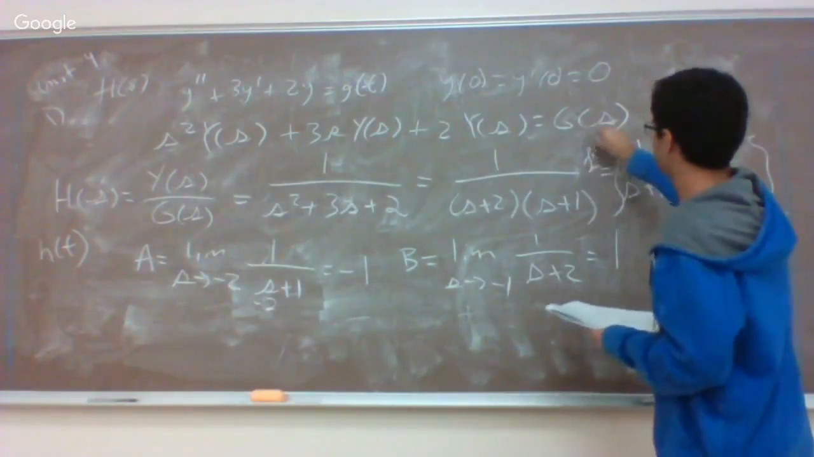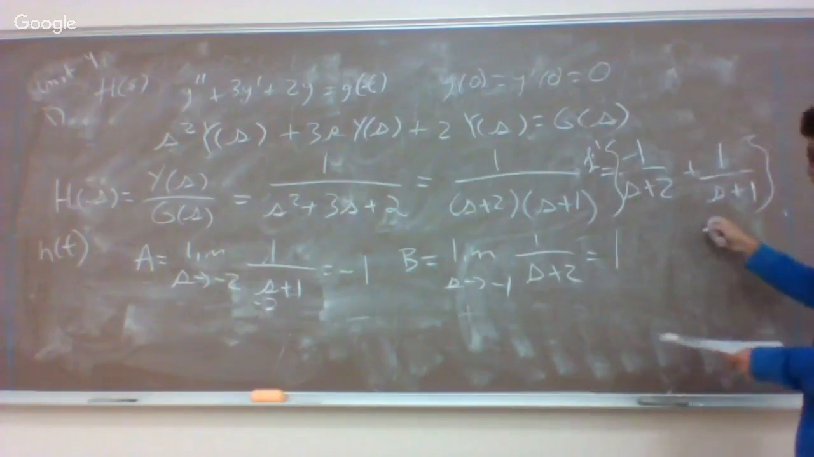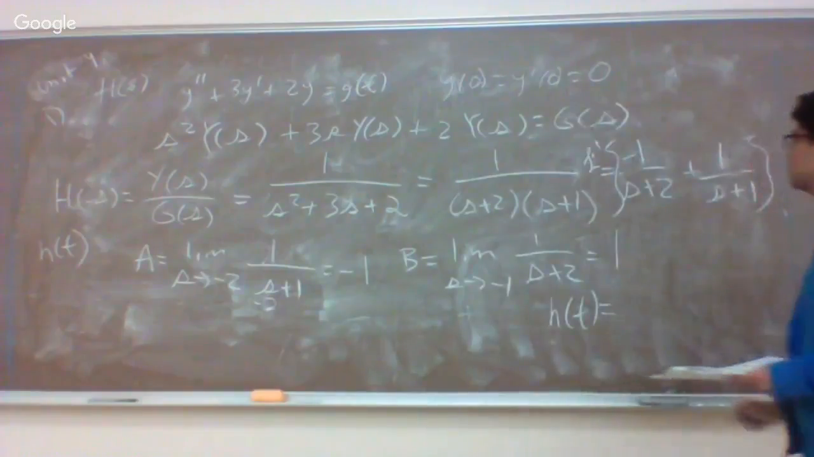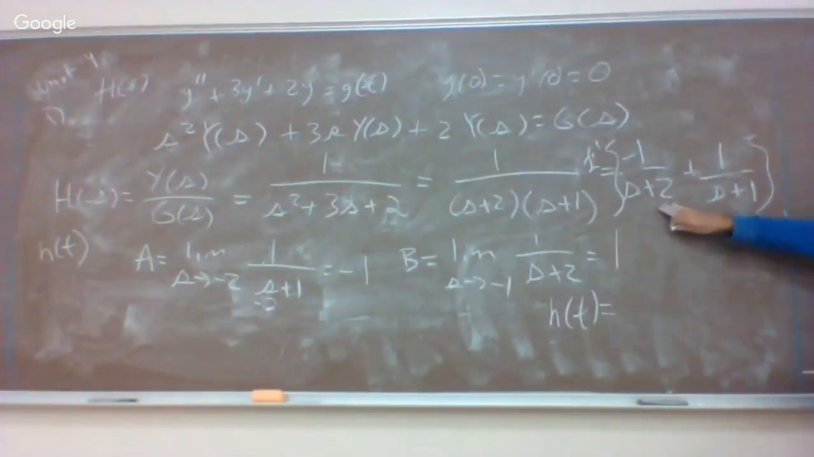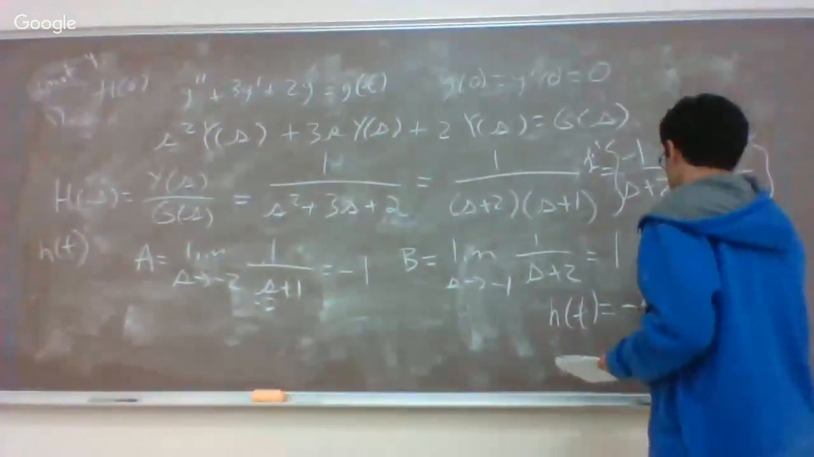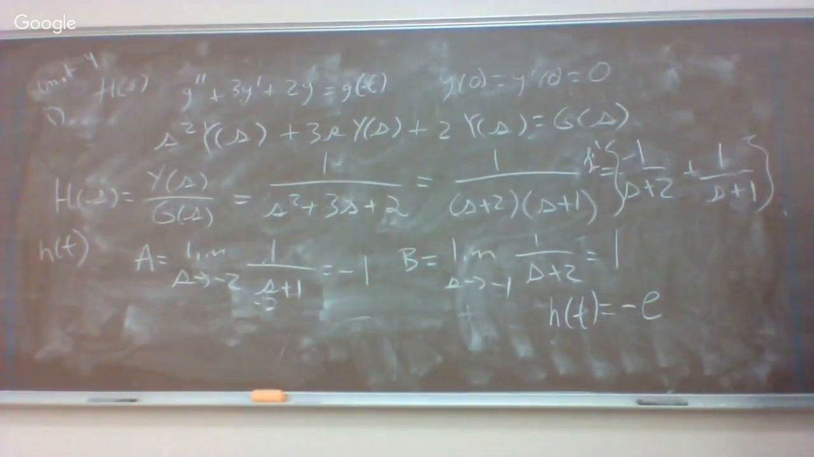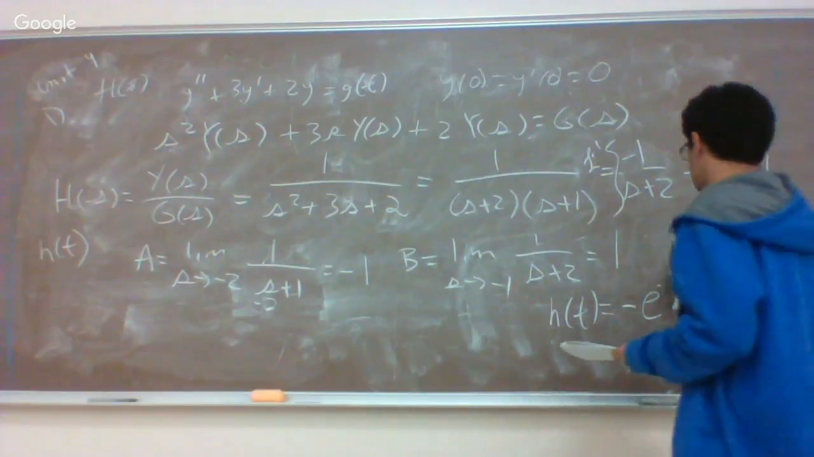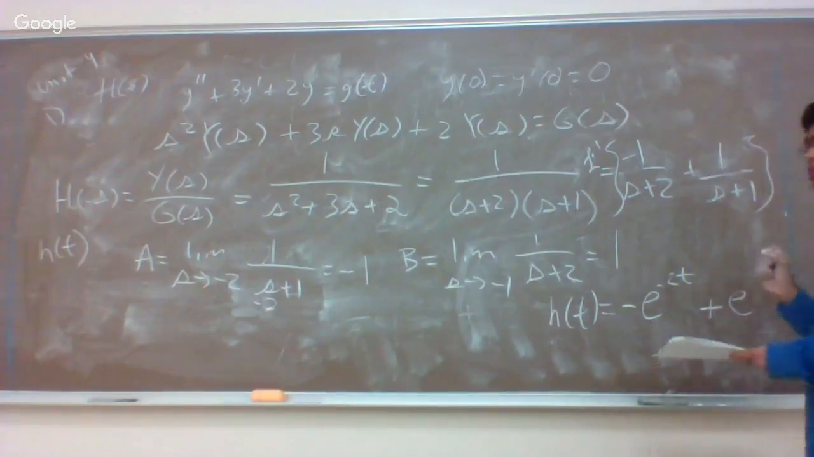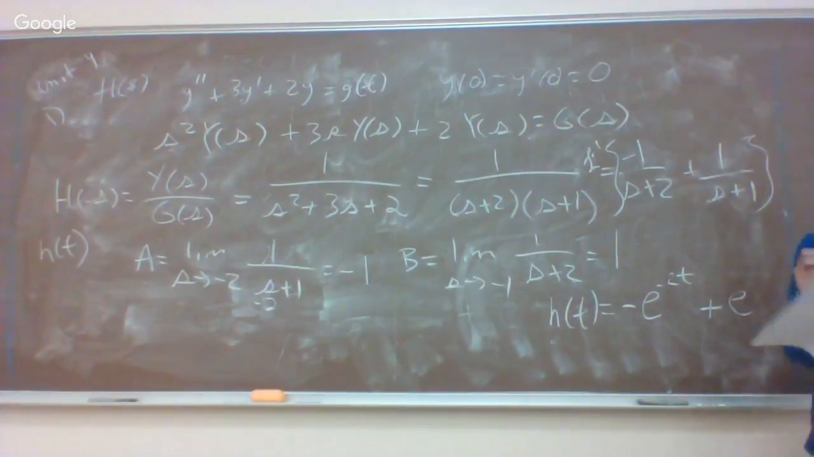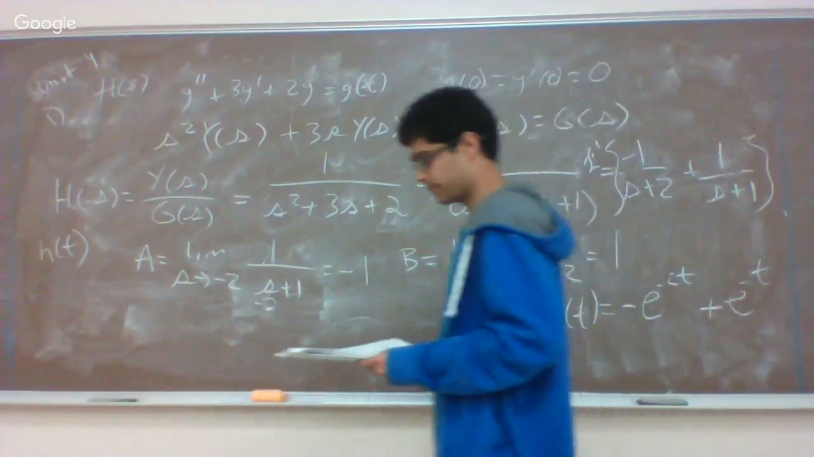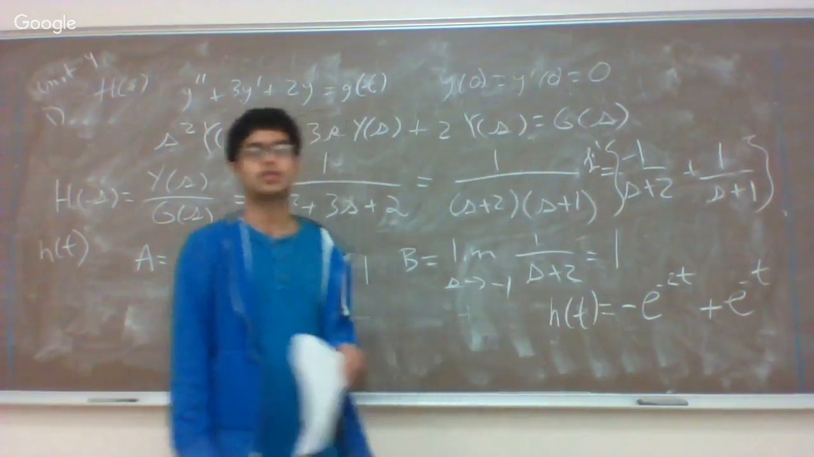Inverse Laplace of that gives us our A. What is the inverse Laplace of negative? What? And then plus, -1. So it's the opposite sign. That would be random.